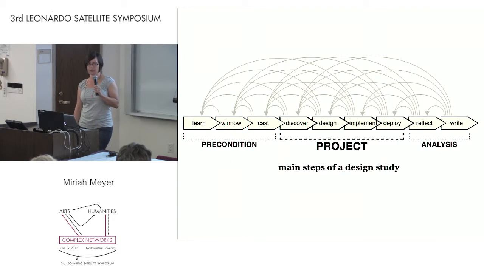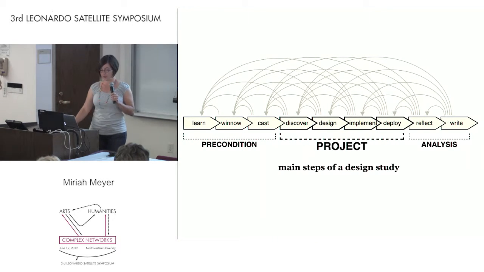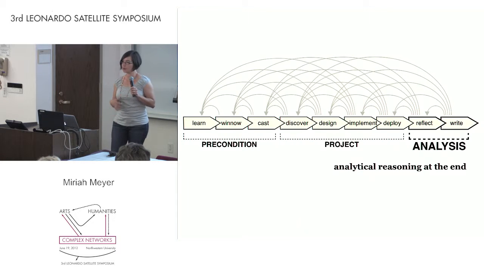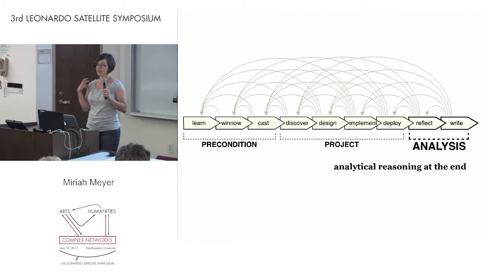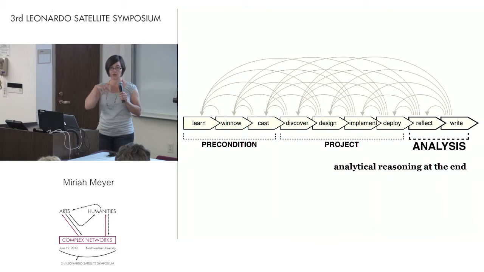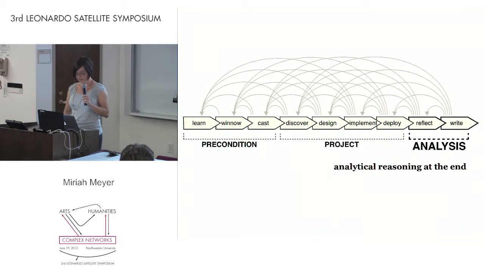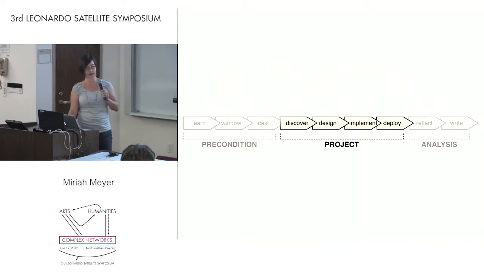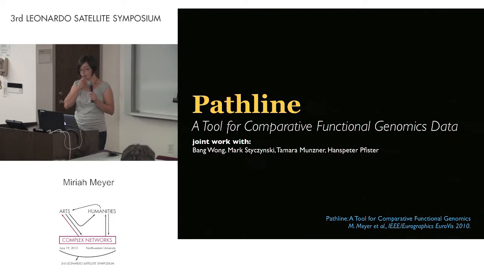The middle stages are really the heart and soul of a design study, and this is where you actually go in and get your hands dirty and work on a project. And I'll talk about this in more detail in the rest of the talk. And then finally, at the end, we have what we call the analysis stages. This is where we do our analytical reasoning. And again, this is where we reflect on things that we've learned in order to contribute back to the broader research community. Okay, so as I said, I'm going to talk in more detail about these core steps. I'm going to do so by walking you through a project that I worked on to develop a tool called Pathline.